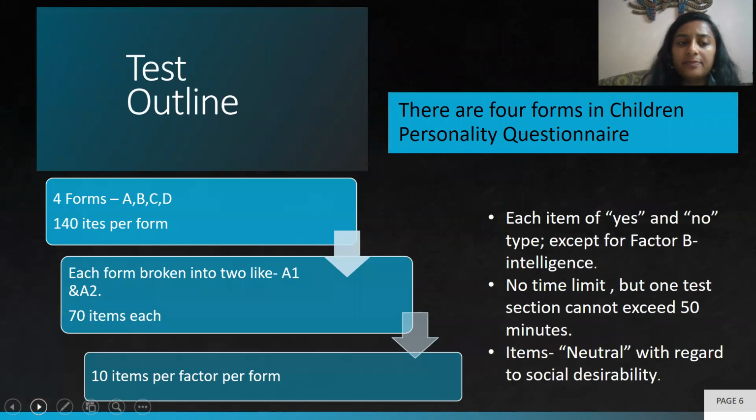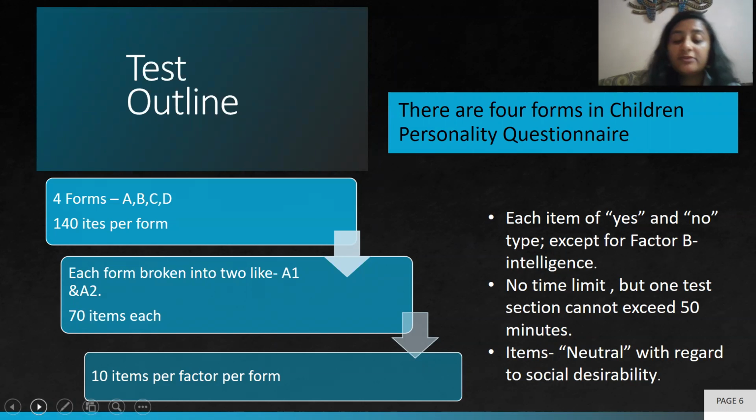The test outline. It has four forms: A, B, C, and D. There are 140 items in each form, carrying 10 items per factor per form. Each form is broken down into two parts. Thus, Form A is made up of Part A1 and A2, each consisting of 70 items. Similar divisions are made for Forms B, C, and D.